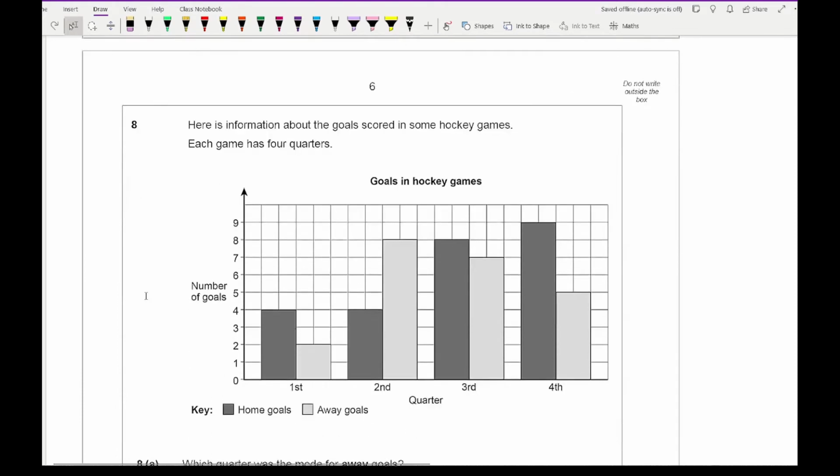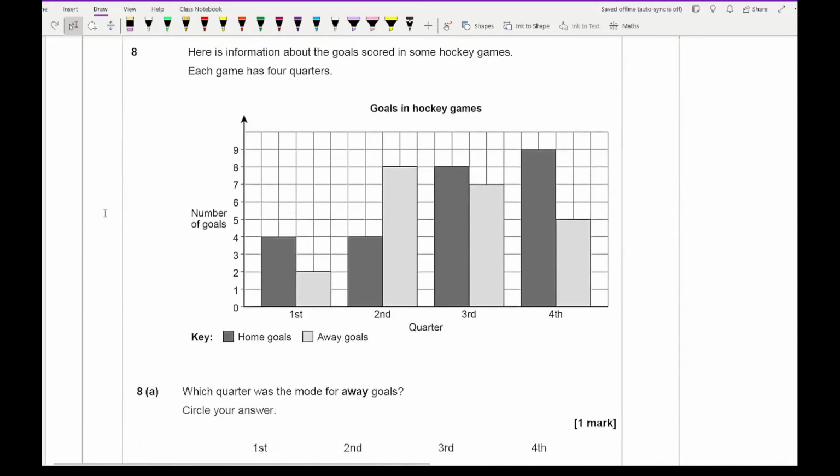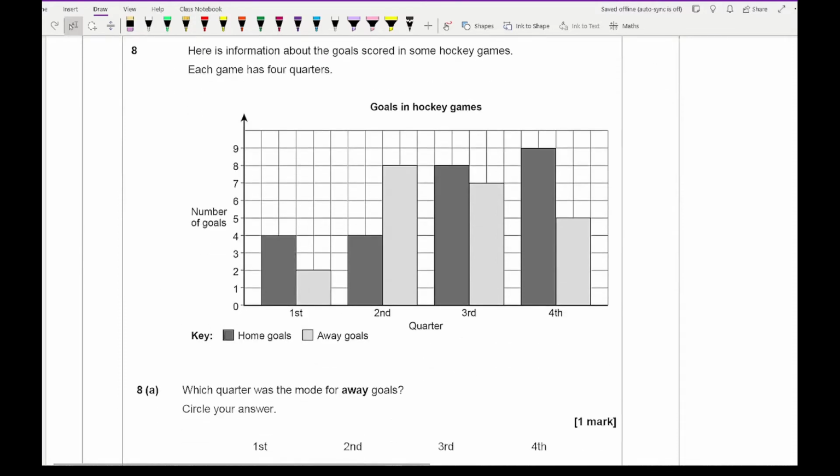And then moving on to question 8, it says that here is information about goals scored in some hockey games. Each game has 4 quarters. So the darker shading is the home goals, and the lighter shading is the away goals. So which quarter was the mode for the away goals?